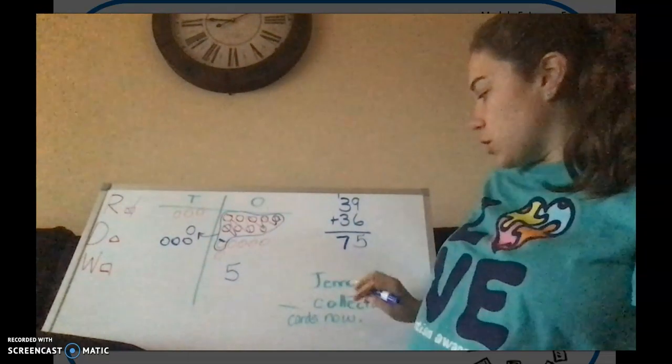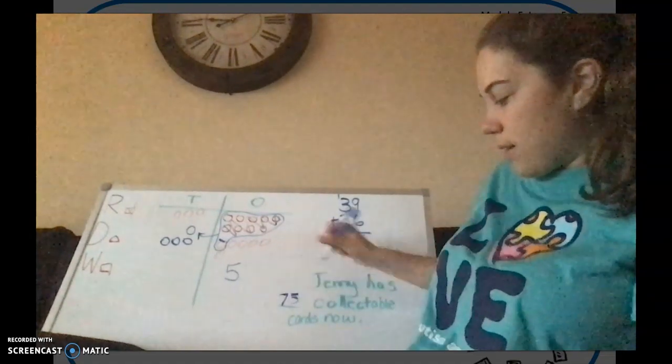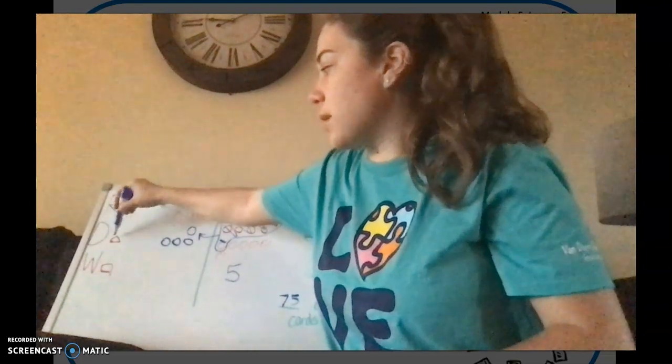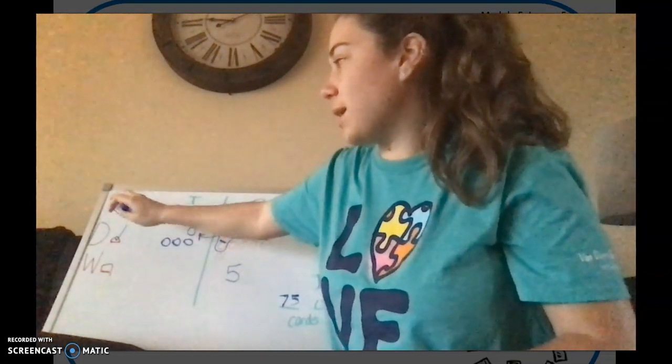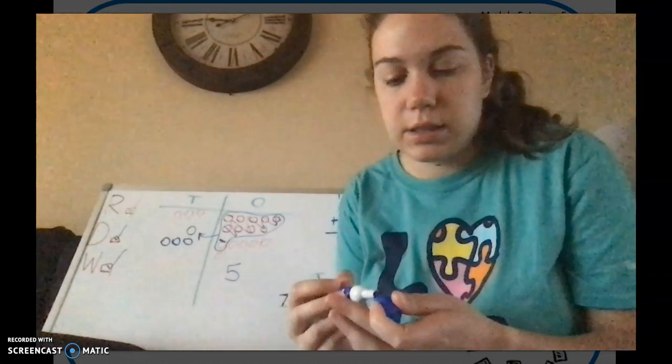75. So Jenny has 75 collectible cards now. So we read our picture, we read our problem, we drew our picture, and we wrote our sentence. Very nice work.